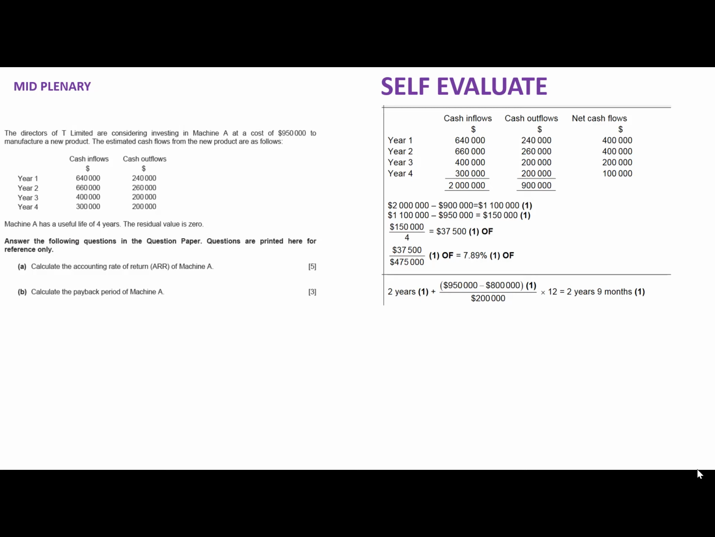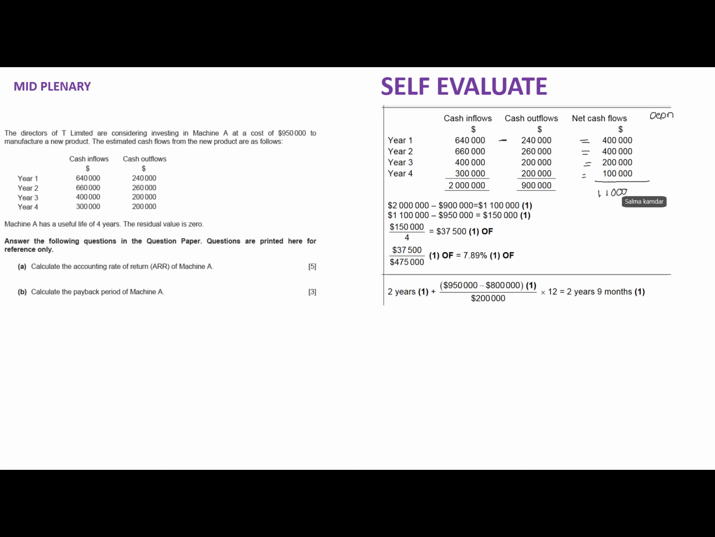So we are calculating accounting rate of return. The first thing that we will see is what? Net cash flow. So inflow minus outflow for each year. So I got net cash flow for 4 years. What is the total net cash flow? Total net cash flow is 1,100,000.